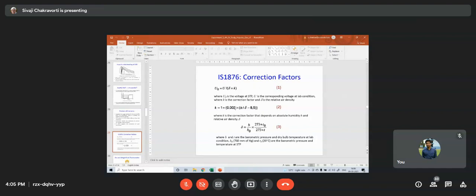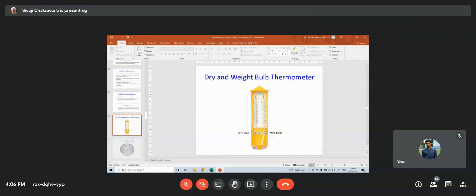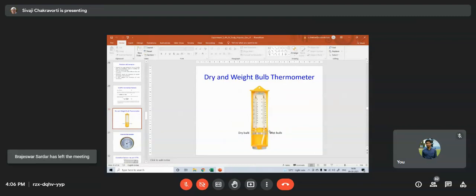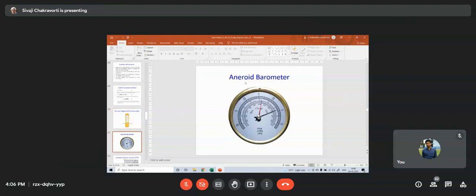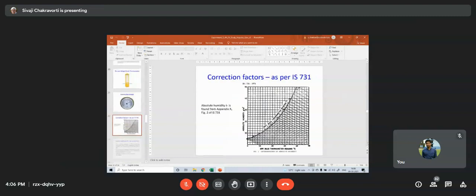And what is H in equation 2? That is related to the humidity correction. By the way, this is how the thermometer looks like. In any laboratory, we don't take one reading, we always take two readings. One is called dry bulb reading, the other one is called a wet bulb reading. So we take these two readings, we have the barometer, we take the barometer reading, and then we have the methodology as given in Indian Standard 731, how to find out the humidity correction factor. How do you do it?